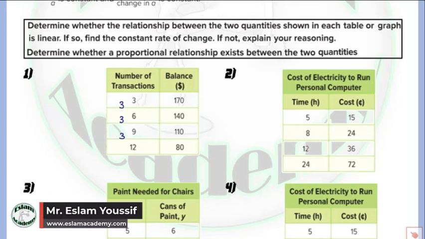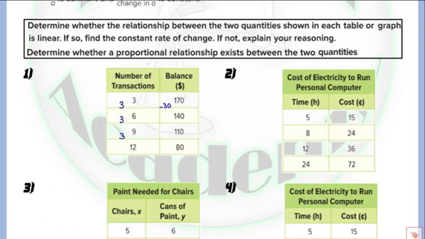140 minus 170 equals negative 30. 110 minus 140 equals negative 30. 80 minus 110 equals negative 30. If you look at all of the values of y, you will find that they decrease, and all of the values of x increase. Now we need to find the rate of change. The change of y is negative 30, divided by the change of x.